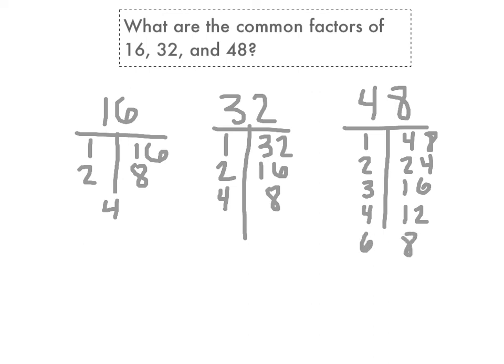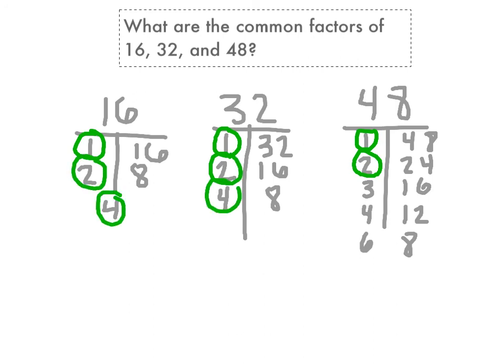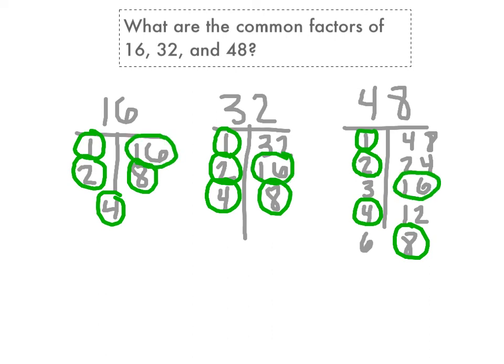So then I'm going to look at all my common ones. Let's get a different color here. We're going to look at things they have in common. I see a 1. I see a 2. Looks like I see 4s. Let's see, an 8. And looks like I also see, if I did it right, a 16.